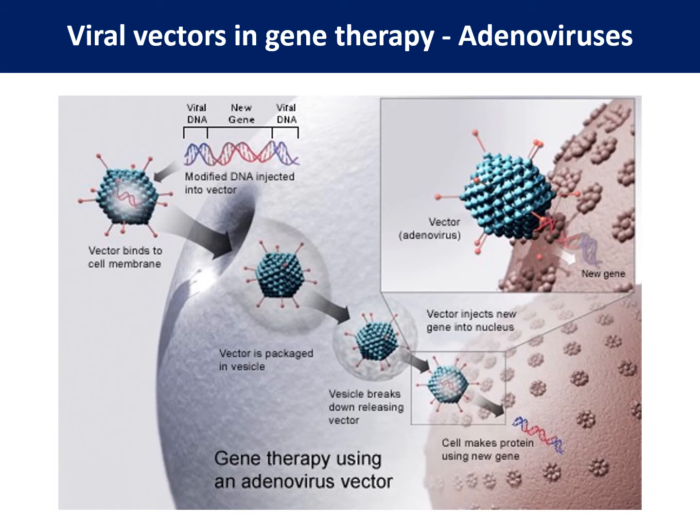So this is just a representative diagram of the use of adenovirus as a gene delivery vector, which is quite common, on how the viral vector binds to the cell membrane and is packaged in vesicles, breaks down, and then will inject the new gene into the nucleus to make a new protein.